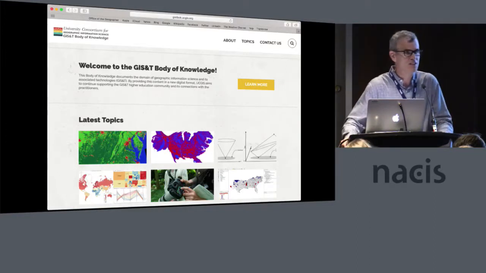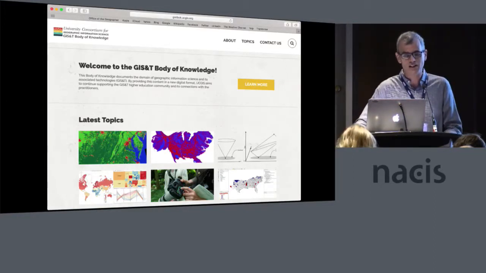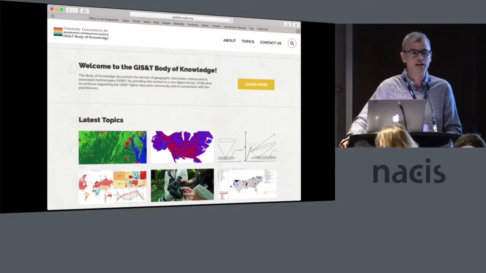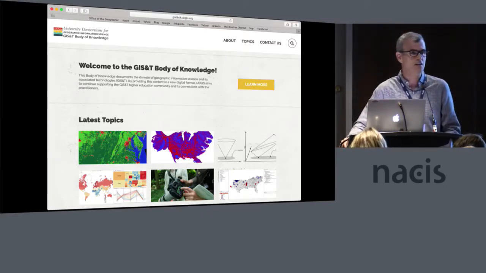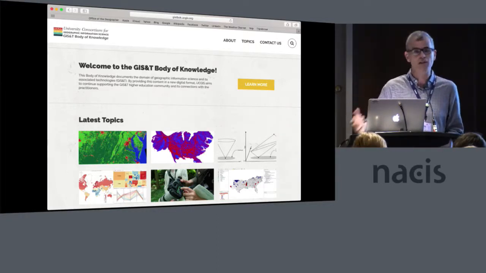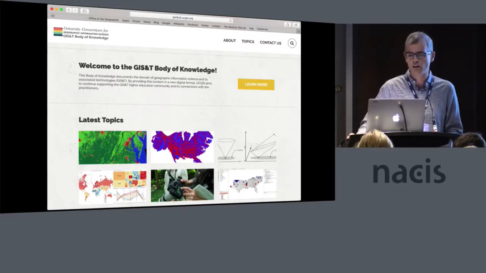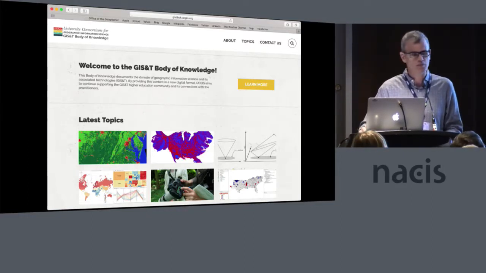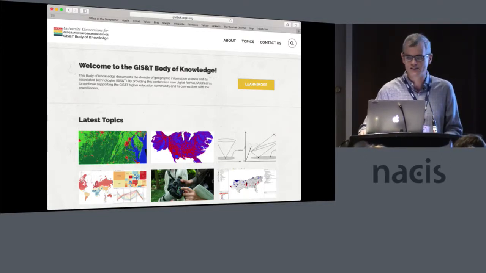So there's this work out there called the GIS and Technology Body of Knowledge. And this is a set of materials, information, best practices, sort of knowledge about geographic information science, including cartography. And somebody asked me to do some work on this.